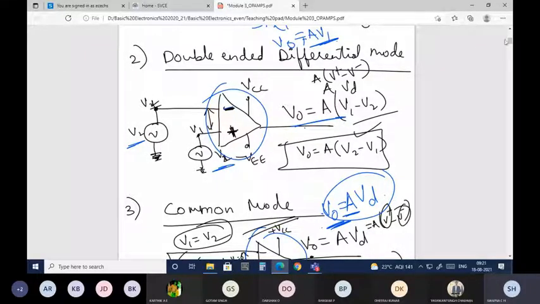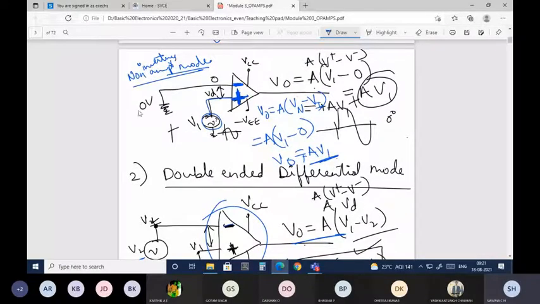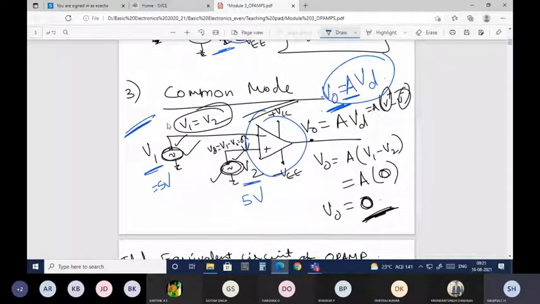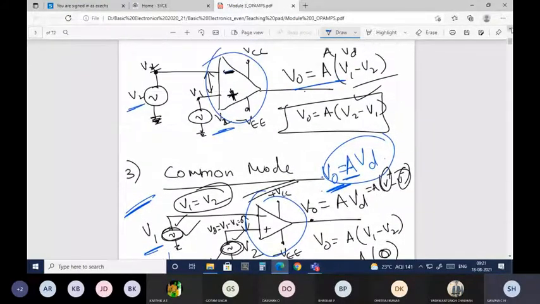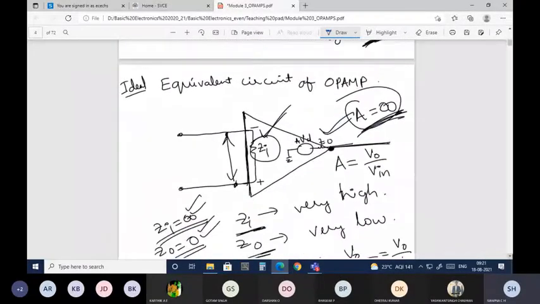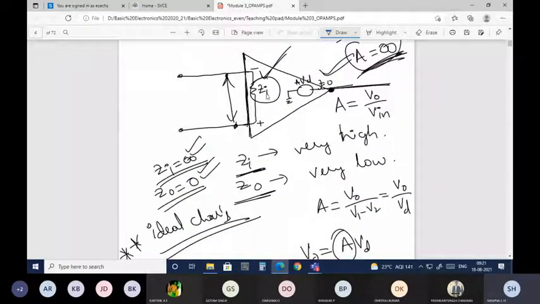The main thing you need to concentrate on is the first one and the third one. First one and third one are very, very important. Second one is also important, but here you need not analyze much. What you are doing is providing the V1 signal and V2 signal, taking the difference, and that difference will be amplified. So that is your double-ended differential mode configuration. Coming to the equivalent circuit, this is the equivalent circuit.